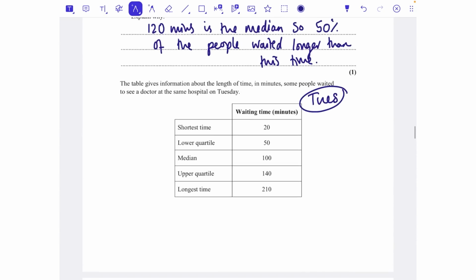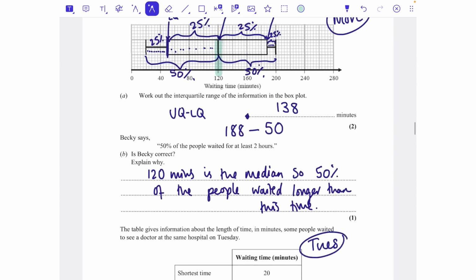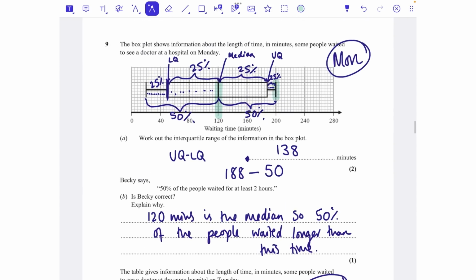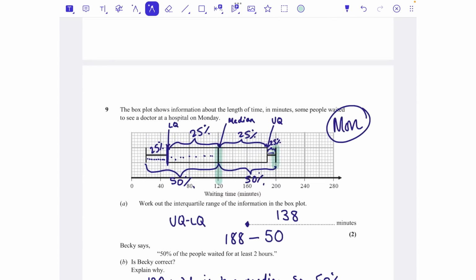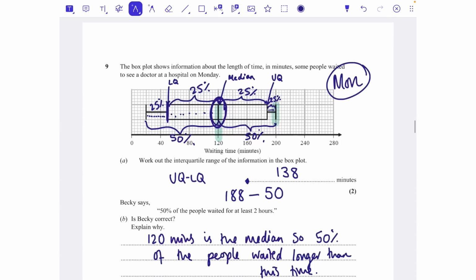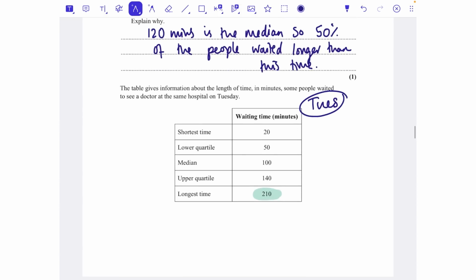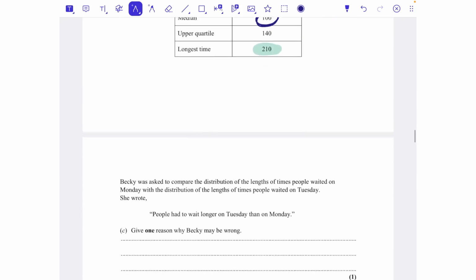So what I think Becky's done here is I think Becky's looked at the longest time and said on Tuesday someone waited 210 minutes and on Monday the longest wait was only 200 minutes. So therefore on Tuesday they waited longer than on Monday. But actually if we look at the median, on Monday it was 120. So the average wait on Monday was 120. But the median, the average wait on Tuesday was 100. So actually, on average, people waited less time on Tuesday.